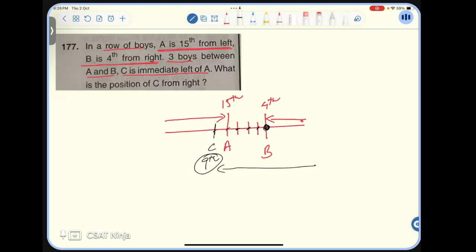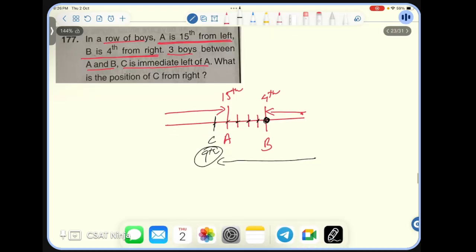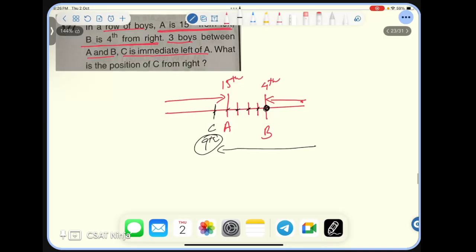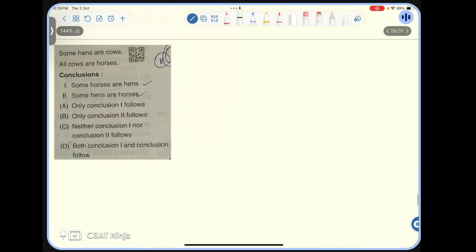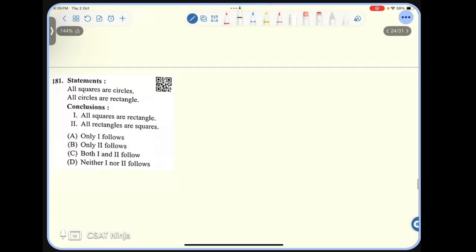So are we clear with this? It was a very simple question. I think we are coming to an end.